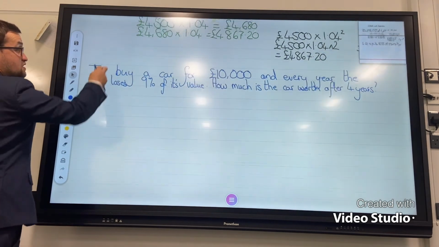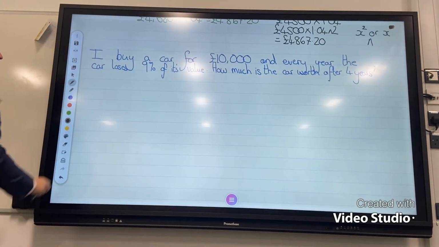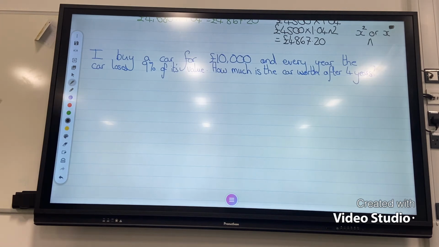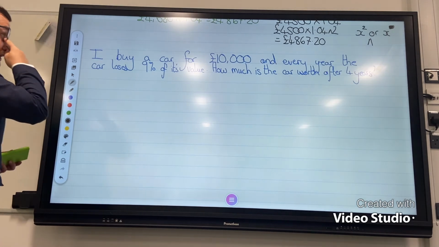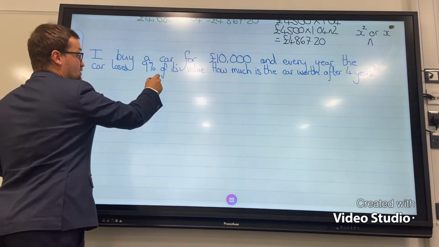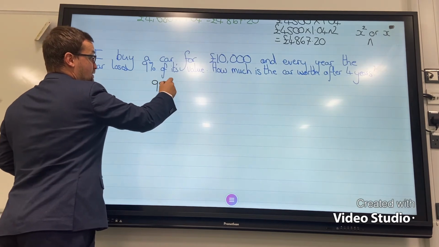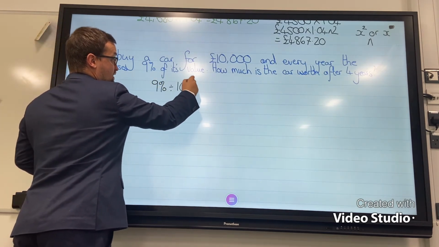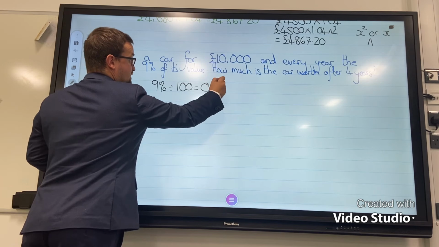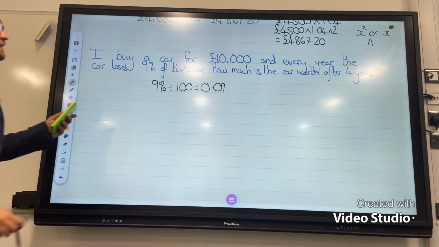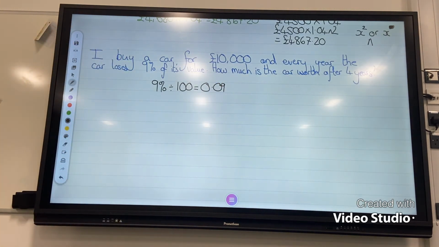So that's percentage increase or interest. Now repeated percentage change, this one is slightly different. I buy a car for £10,000 and every year the car loses 9% of its value. How much is the car worth after 4 years? I'm going to show you the quicker method. First of all, you're going to do 9% divided by 100, 0.09. So 9% is 0.09 as a decimal.